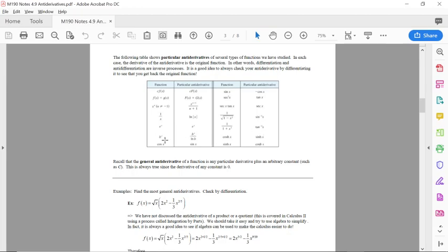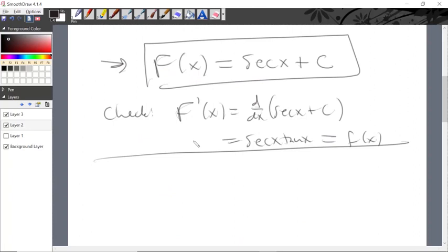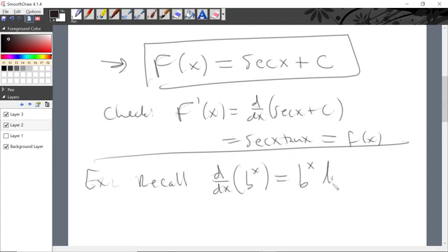Recall the exponential function. The derivative of b to the x. Let's take a look at that again. Recall that the derivative, let's say d over dx of b to the x, is equal to b to the x times the natural log of b, where this is well defined, and so that's where b is greater than 0 and b is not equal to 1.